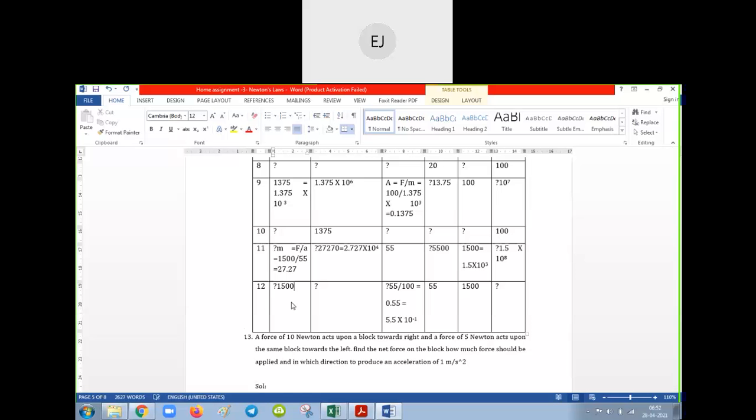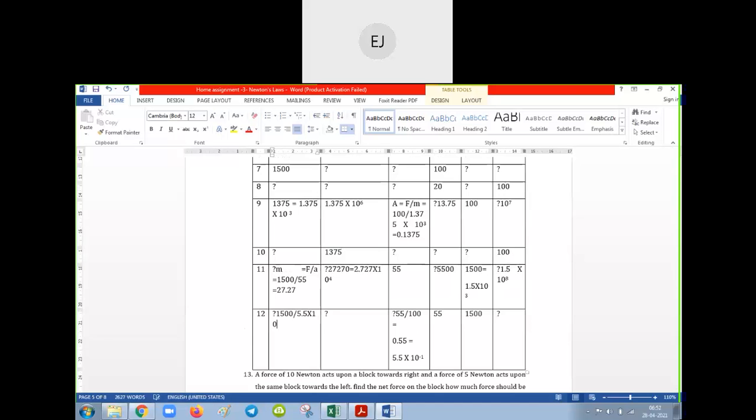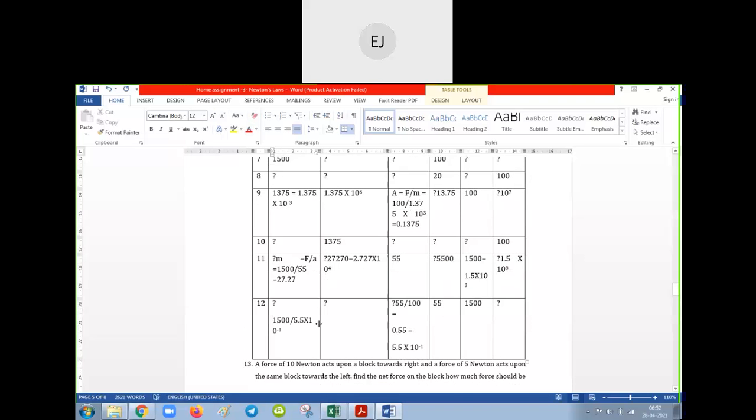Then 1500 by 5.5 into 10 power minus 1. Then you simplify this, you will get the answer. Once you get this in kg, you will get it in grams. Easy only. These are all easy. Sir, 1500 by 5.5 into 10 to the power minus 1. Okay, you have to simplify this.